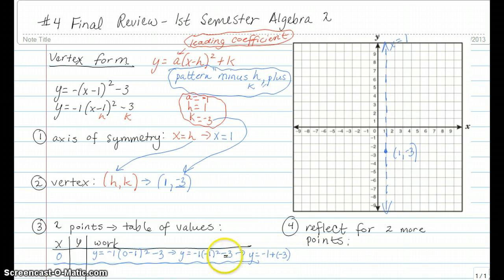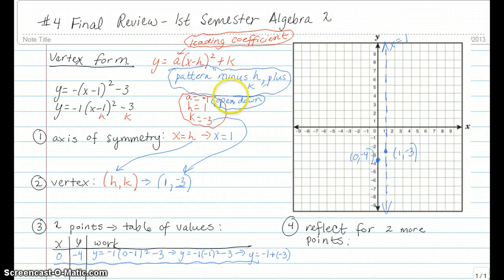Using the additive inverse, subtraction changes to addition, positive 3 changes to negative 3. It's opposite. Negative 1 and negative 3 is negative 4. So 0, negative 4 is going to be our ordered pair on the left. What I would say to you is you always want to have that number sense about how this opens. And we looked at the leading coefficient. It's negative 1. It's going to open down. A is a negative, so it opens down.